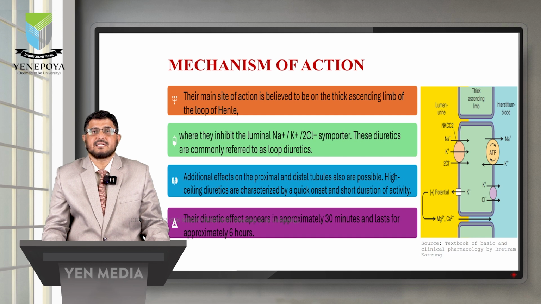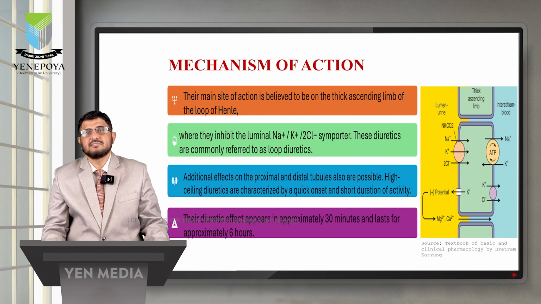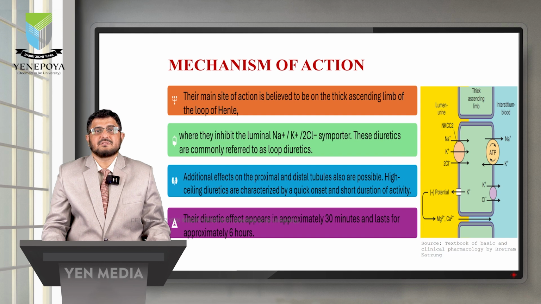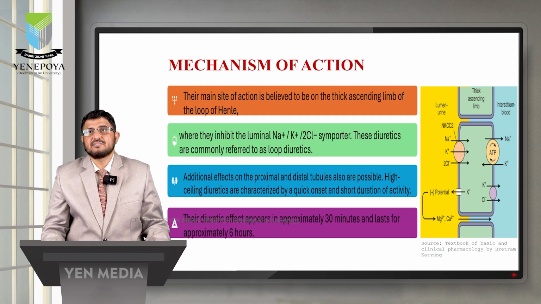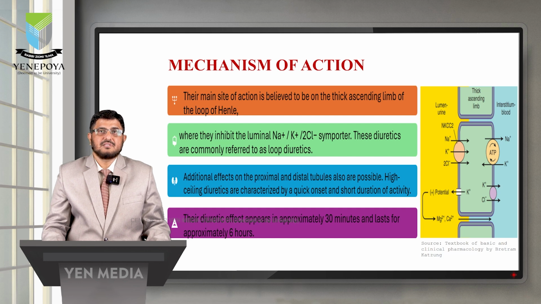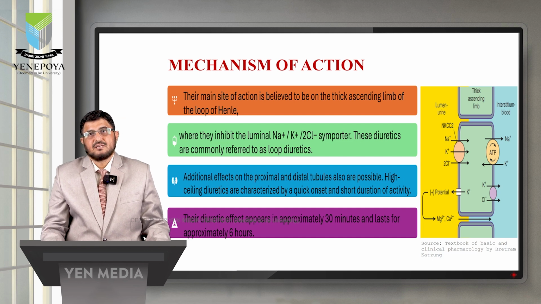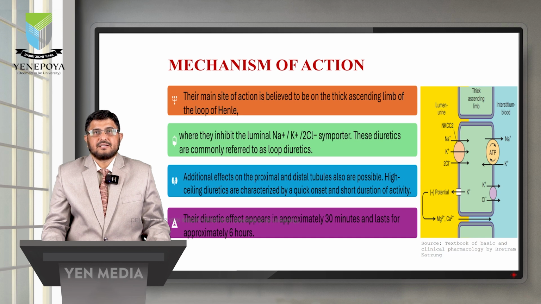High ceiling diuretics are characterized by a quick onset of action and short duration of activity. The diuretic effect appears in approximately 30 minutes and lasts for approximately 6 hours. By blocking the sodium potassium 2 chloride symporter, these drugs help us to excrete more urine, or help in more urine formation. These drugs are furosemide, bumetanide and torsemide, which have more binding affinity towards this symporter.